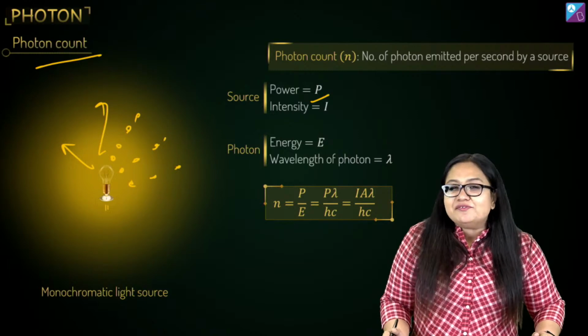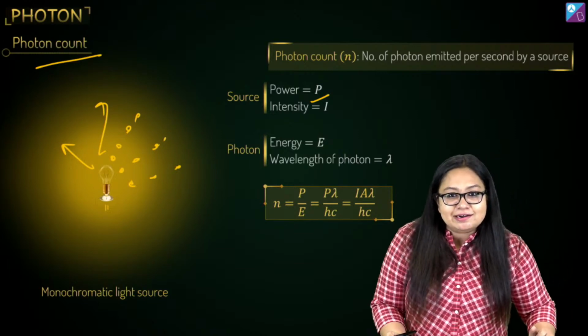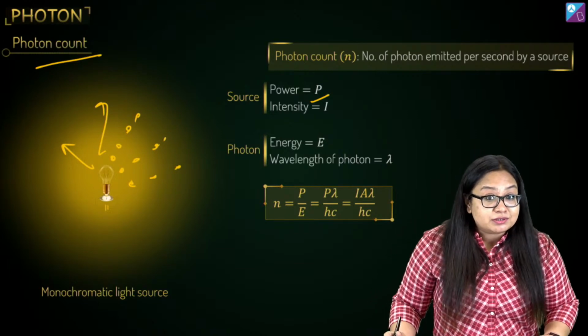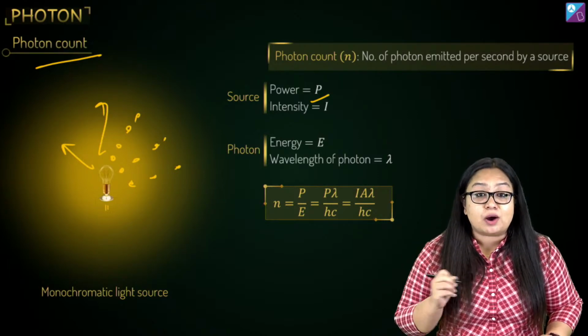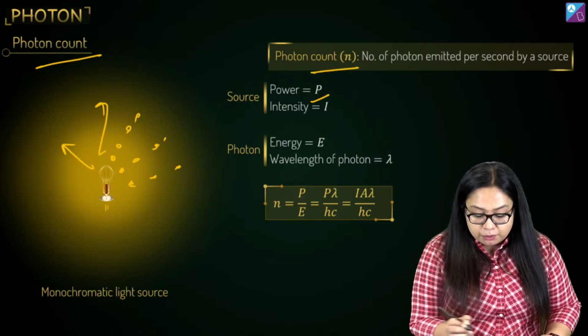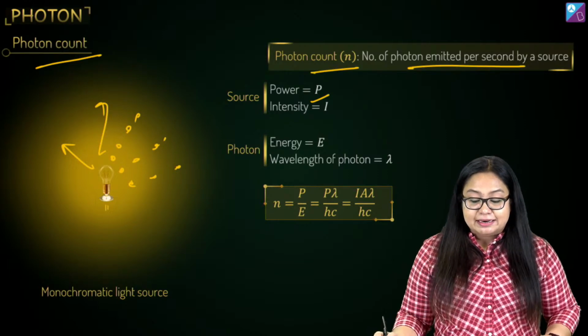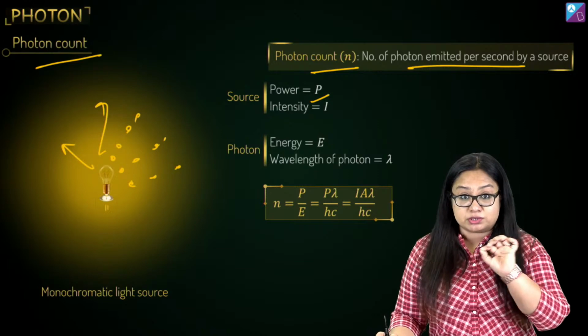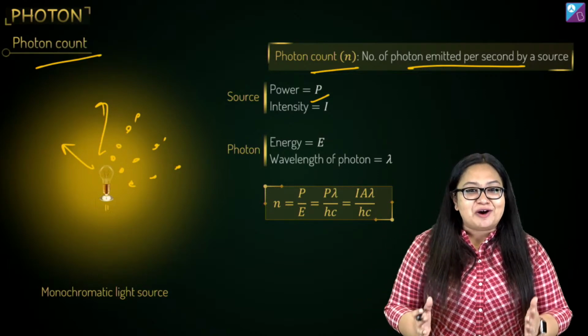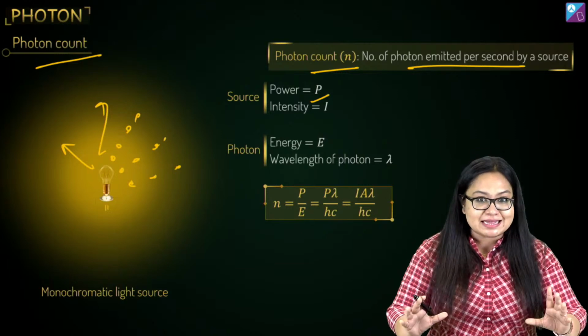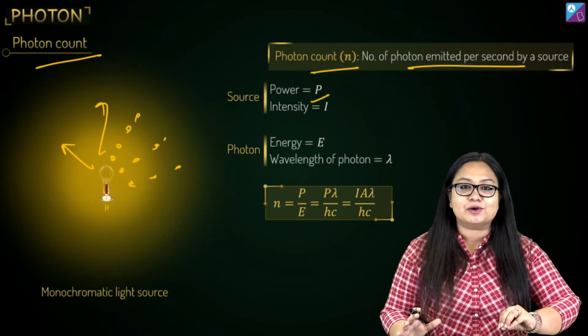The next question that comes to my mind is: if this energy is coming in the form of photons, how many photons are coming out per second? Can you find that out? That is what is called photon count. Photon count is basically the number of photons emitted per second by a source. And we can definitely find out photon count. Just apply common sense and a basic understanding of energy.